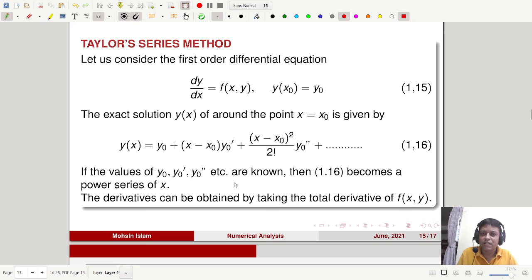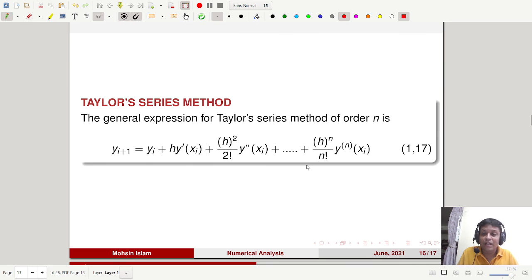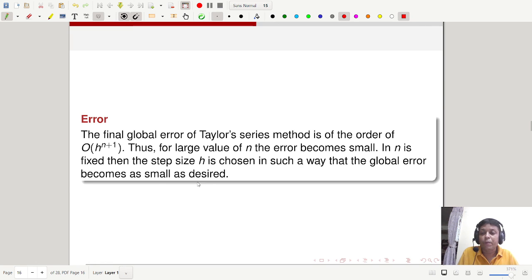Now let's talk about the Taylor series method. What is the Taylor series method? Let us consider the first order differential equation dy/dx equals f(x, y). If you apply Taylor series to the exact solution at x equal to x_0, you will have y_0, y_1', y_1'', etc., the derivatives. Because it is a power series in x, the derivatives can be obtained by taking the total derivative of f(x, y). So this is the method of Taylor series. You can calculate these values at every step. This is the general Taylor series method expansion for order n, 1.17. And what about the error?